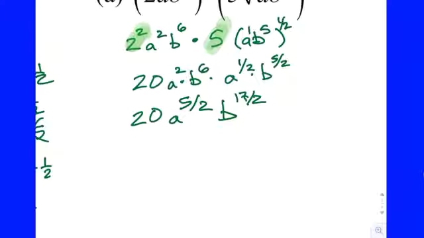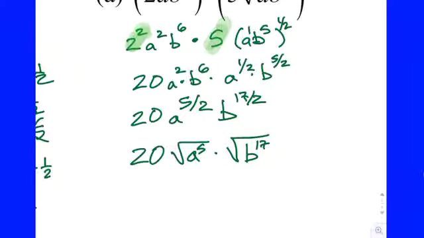We have one representative numeric factor, one representative A factor, and one representative B factor. So that's not a bad answer, but we want to practice getting rid of negative exponents and fractional exponents at the end. So let's do that. 20 is 20. How can we rewrite a to the 5 halves? Square root of a to the 5th. Good. Times b becomes square root of b to the 17th, right? So that's also both a fine and dandy answer.